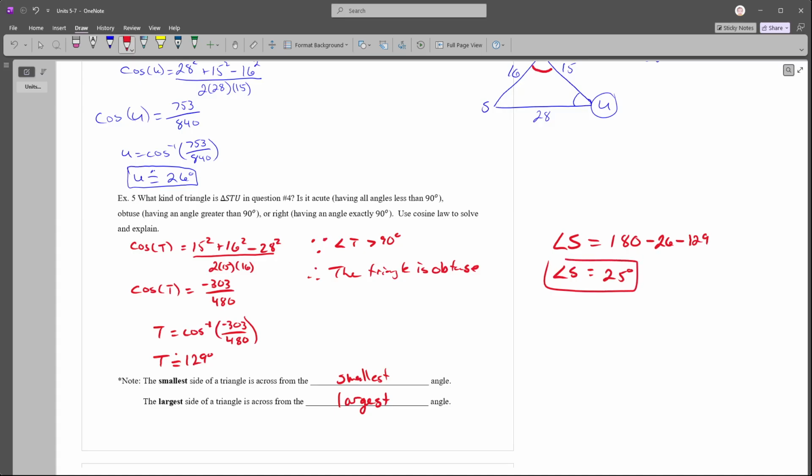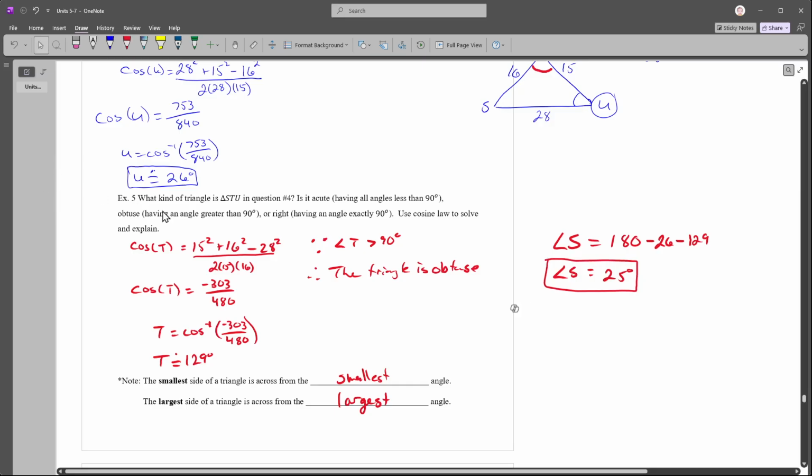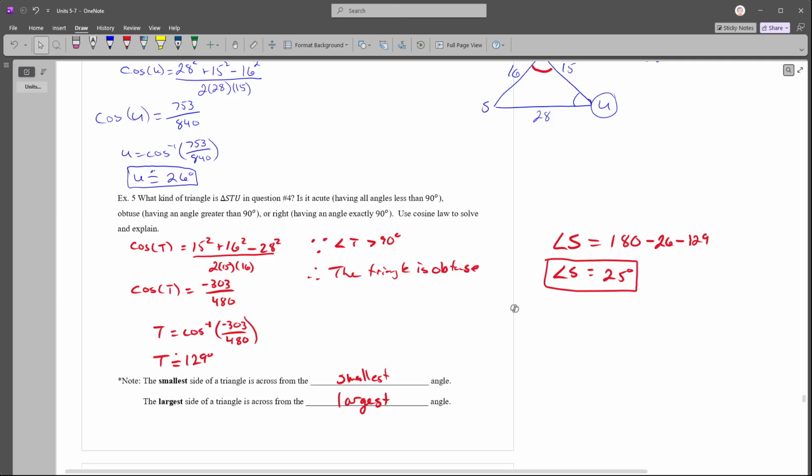Just in case you're ever asked to answer for all 3 angles, you can now do it. And now we've fully solved that triangle because we have all 3 sides and all 3 angles. And that's where we're going to stop for the day. The next lesson is all about word problems and figuring out how we can apply everything.